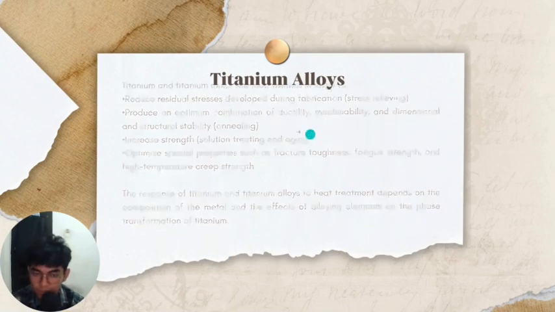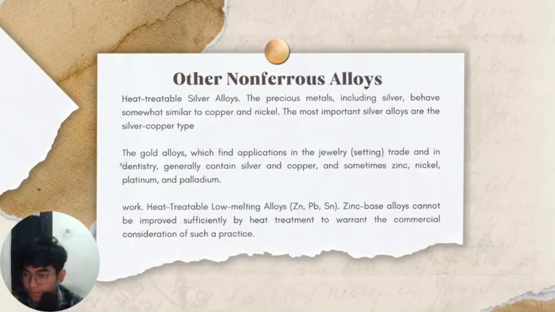Okay, we go to the next slide. Other non-ferrous metal alloys. Heat treatable silver alloys. The precious metals, including silver, behave somewhat similarly to copper and nickel. The most important silver alloys are the silver-gold type. The gold alloys find application in jewelry, setting, trade, and dentistry. They generally contain silver and copper, and sometimes zinc, nickel, platinum, and palladium.